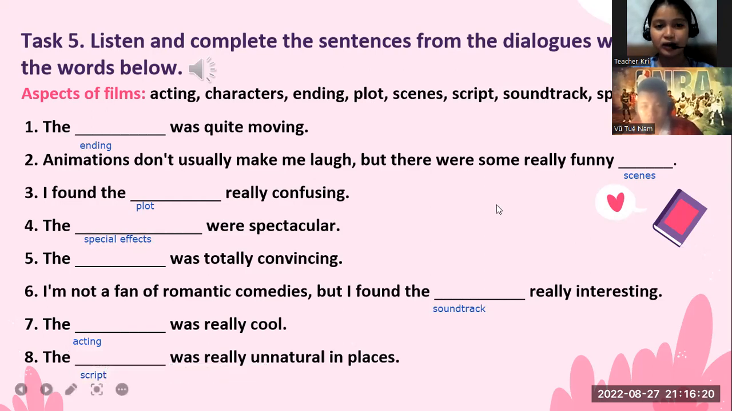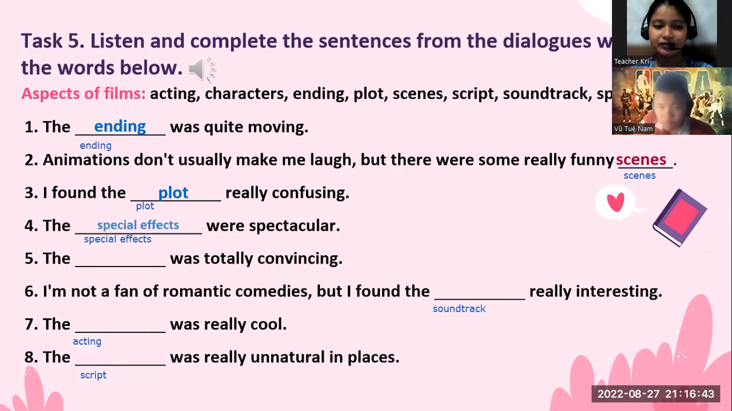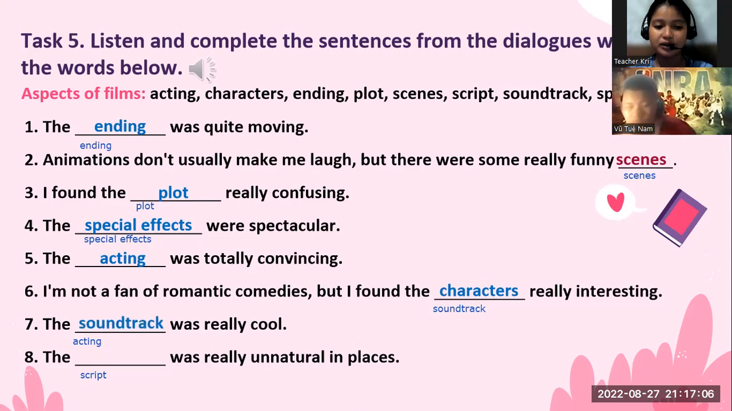Now, this time, I am going to read the sentences with the correct answer. Now, please listen carefully. Number 1, the ending was quite moving. Animations don't usually make me laugh, but there were some really funny scenes. I found the plot really confusing. The special effects were spectacular. Number 5, the acting was totally convincing. Number 6, I'm not a fan of romantic comedies, but I found the characters really interesting. Number 7, the soundtrack was really cool. And number 8, the script was really unnatural in places.